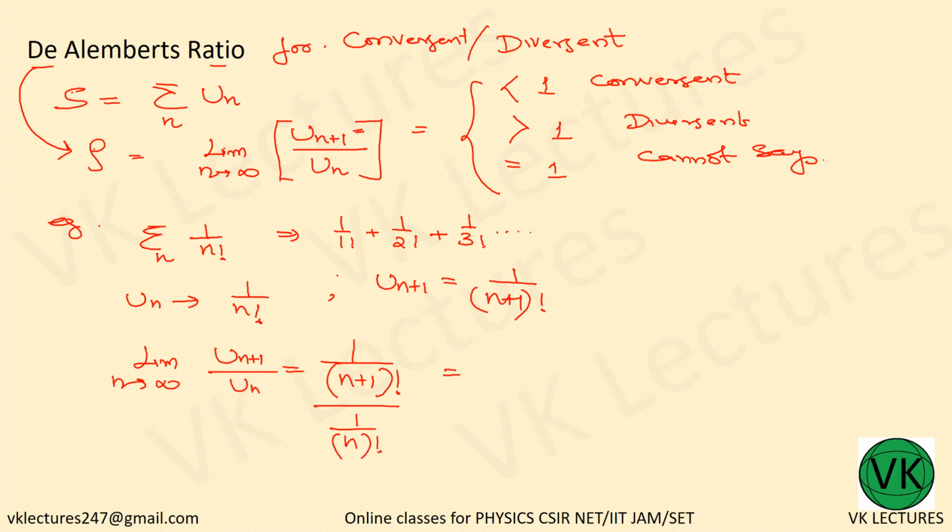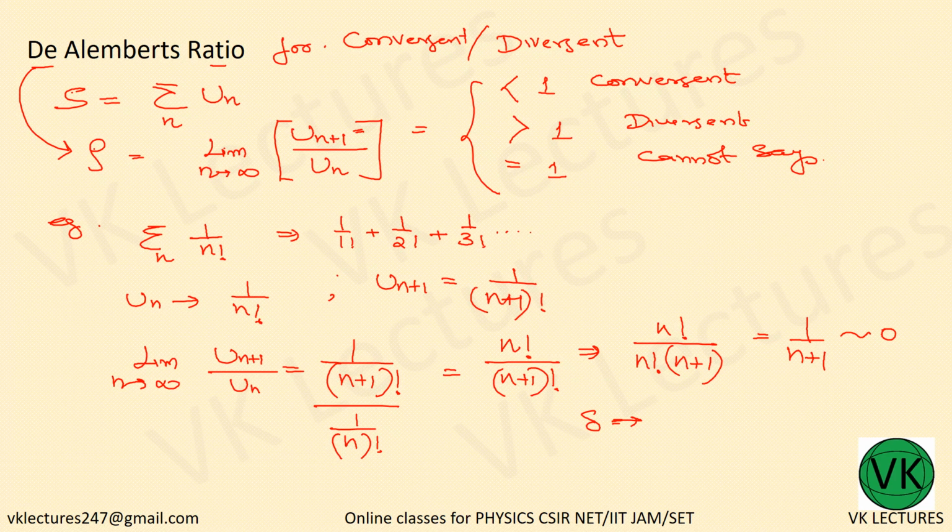So n factorial will go up divided by (n plus 1) factorial. Now that is n factorial divided by n factorial into (n plus 1). Do you agree with this? N factorial get cancelled, 1 divided by n plus 1. Now this n is tending to infinity, so this is nearly equal to 0. So this rho is nearly equal to 0, which means less than 1. We have a convergent series.